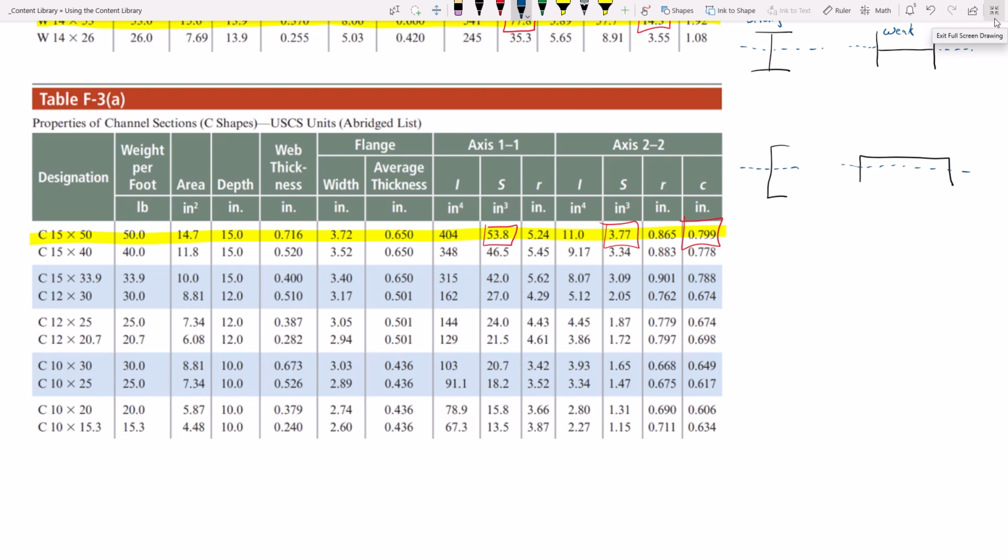Okay? Now, let me, for the sake of discussion, do a little bit of reproduction. But in the meantime, we can go ahead and determine our major axis bending stress. We know what that's going to be. That's going to be easy. So don't forget, M is 120 inch-kips. We know that S strong is 53.8. So what's that going to be? 2.23 ksi.